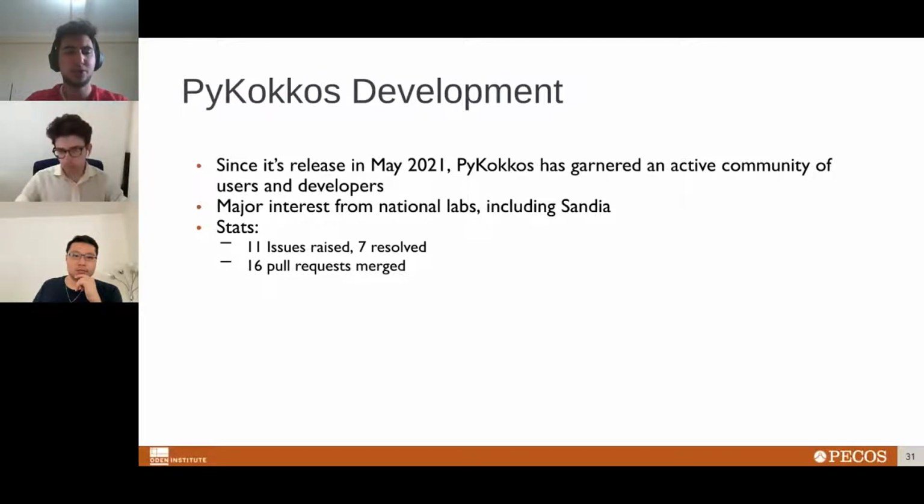And just to give you a quick overview of the activity that we're seeing on the PyCocos GitHub repo over the past few months, we've had 11 issues raised by external users, most of which we've resolved, as well as we've merged around 16 pull requests.